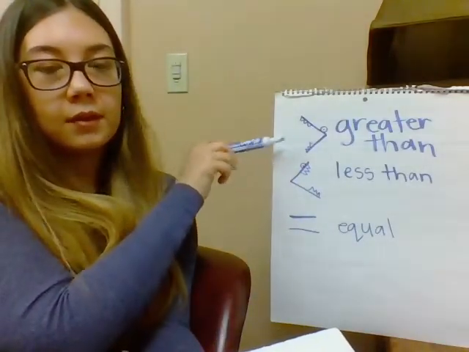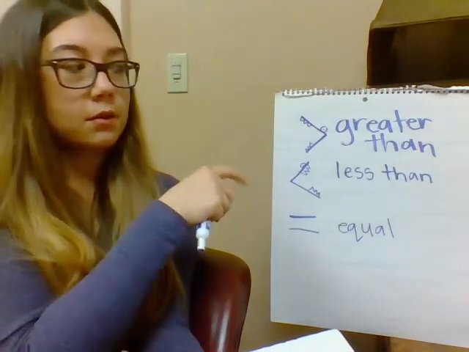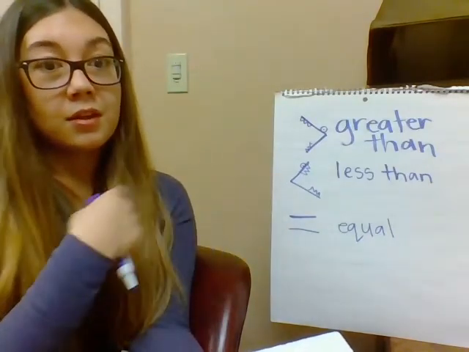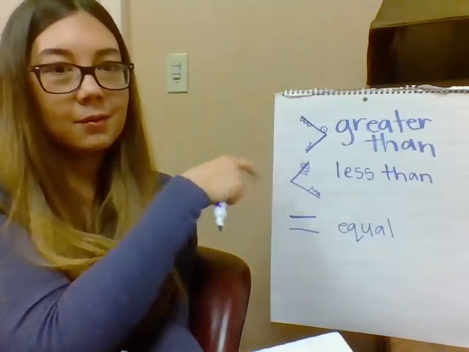Greater than, that there's more, it's a bigger amount. Less than, it's smaller, it's fewer. Equal, it's the same on both sides. Don't forget my little secret about the alligator mouth.